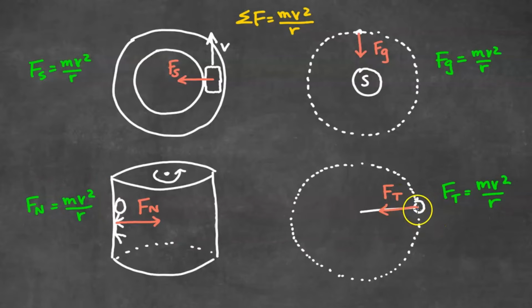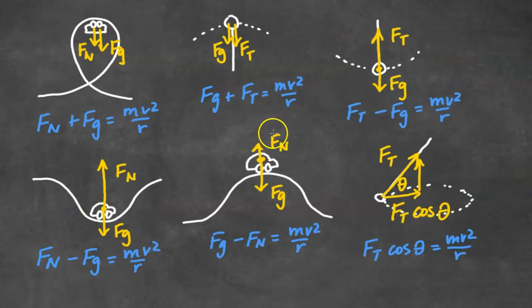Over here, we have a ball on a string, and we're swinging this horizontally. And so we have tension force because the string is pulling on the ball, and that force is towards the center. And the equation would be Ft equals m v squared over r. Now we're going to take a look at a little bit more complicated situations. Some of these will have more than one force contributing to the centripetal force, and some of these will have components that are contributing to the centripetal force.